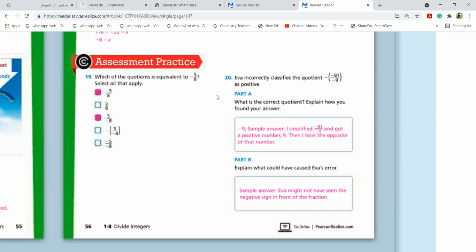Part 3, read it. No need to write explanation. Just write down your answer as -9 for 20. Okay, girls?